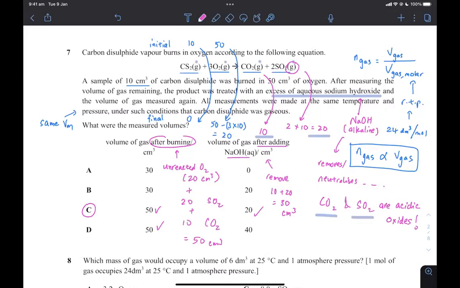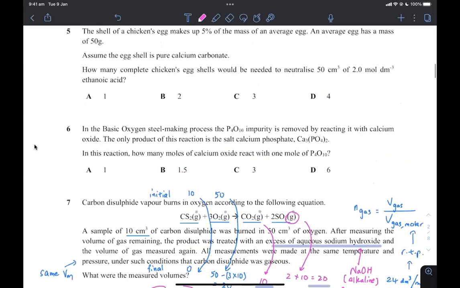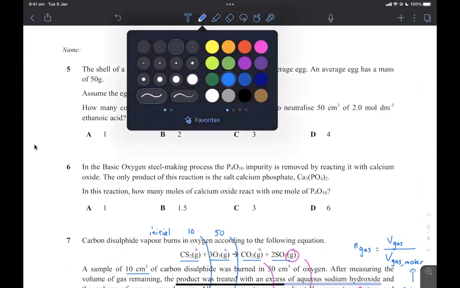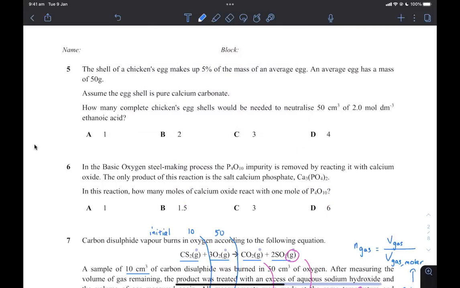Anyone? Whatever question you shout out, I'll go through that question. Don't be shy, just shout out whatever question you want me to go through. MCQ, structure, whatever. Question 5. Question 5. Okay, so we have a shell of chicken egg.